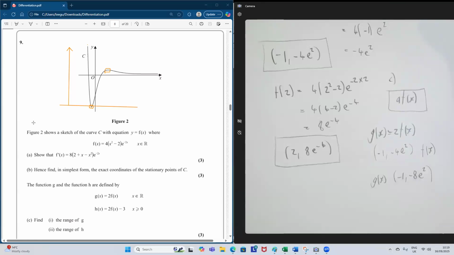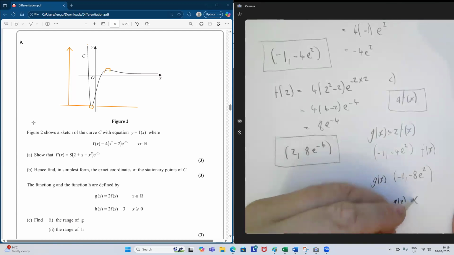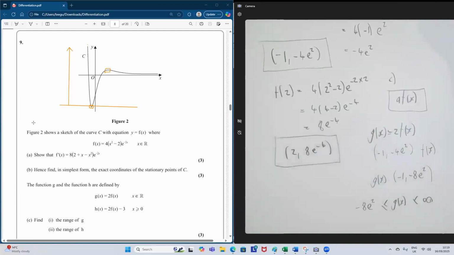So we're being asked to find the range. The range is going to start at -8e squared, and it's going to go all the way up to infinity. So we could say that g of x is going to be less than infinity, but it's going to be greater than or equal to -8e squared, and that is going to be our range. There are other ways we could write that.